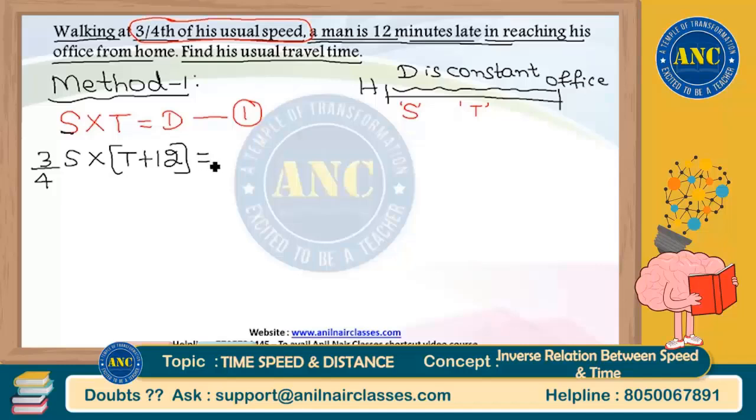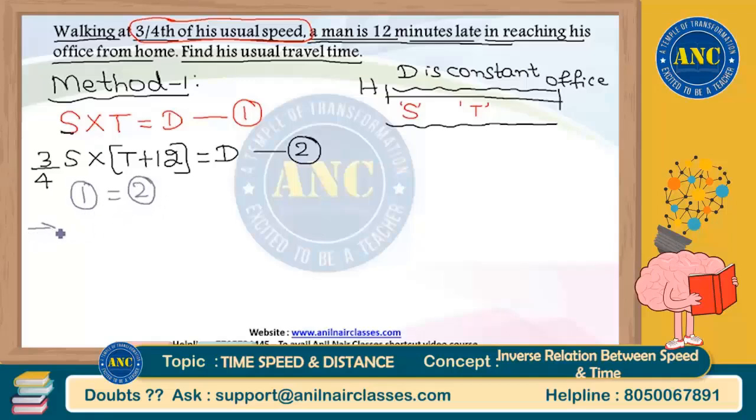So that means speed is reduced, time is increased, but will the distance from home to office change? The distance will never change. Distance will still remain d itself. So the right hand side is still d itself. First equation, second equation. If I solve these two equations, the right hand sides of equations 1 and 2 are the same. Equate the left hand sides. The left hand side of equation 1 is s into t. The left hand side of equation 2 is 3/4 into s into t plus 12.